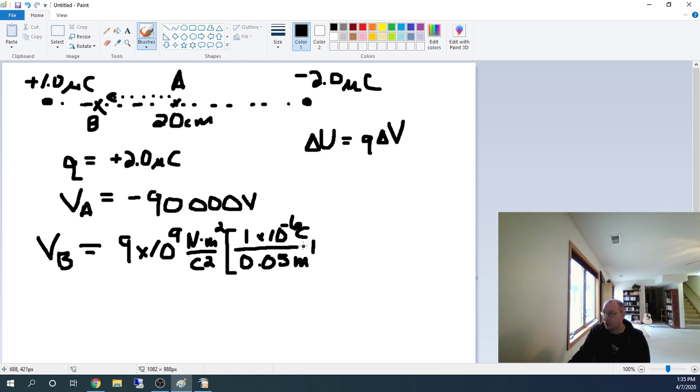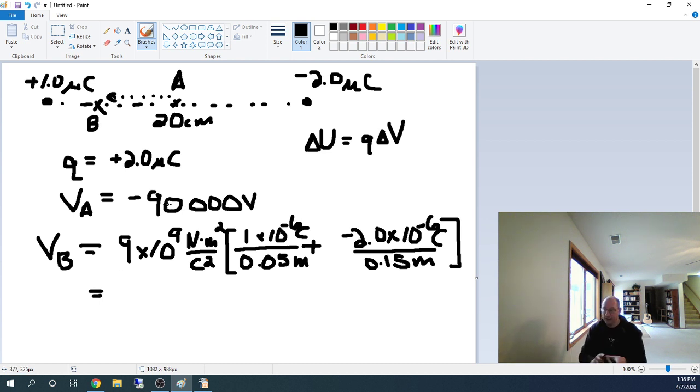And then what's the contribution to the second charge? Well, the second charge is negative 2 microcoulombs, negative 2 times 10 to the minus 6 coulombs, divided by, now how far is this one away from point B? Well, that's 15 centimeters away, 0.15 meters. So they're different distances away, and this is going to mean that the voltage at B is going to be different than this one. So let's see what it is.